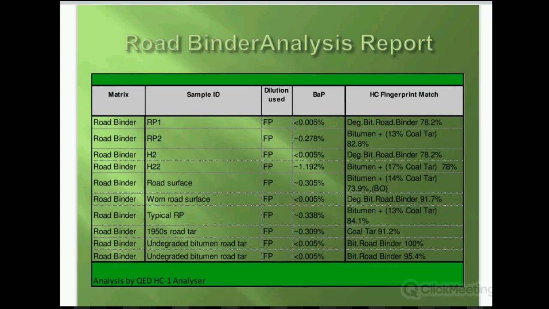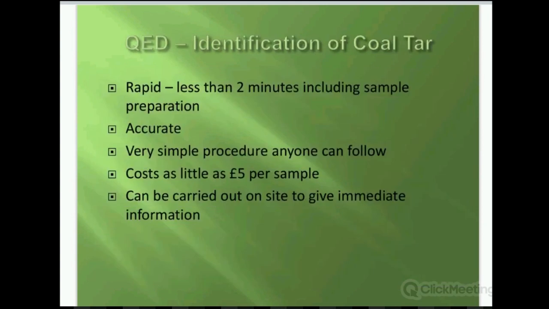So typically, if you have more than 0.1% coal tar in your bitumen-containing material, it's hazardous. But you can use benzo[a]pyrene as a marker, and if it's below 0.005%, you can classify it as non-hazardous. But if it's got coal tar in it, it's unlikely to go below 0.005%. So that's how the QED can do it.